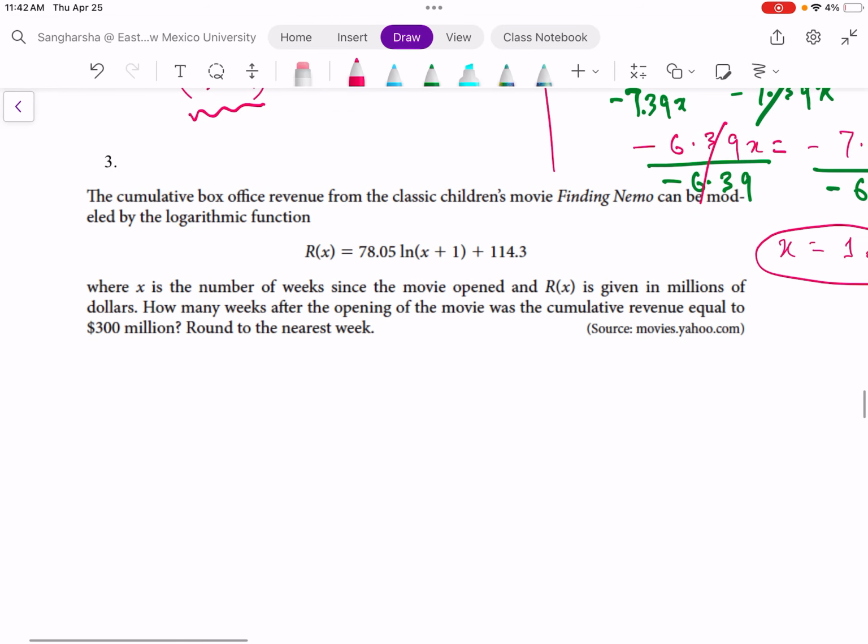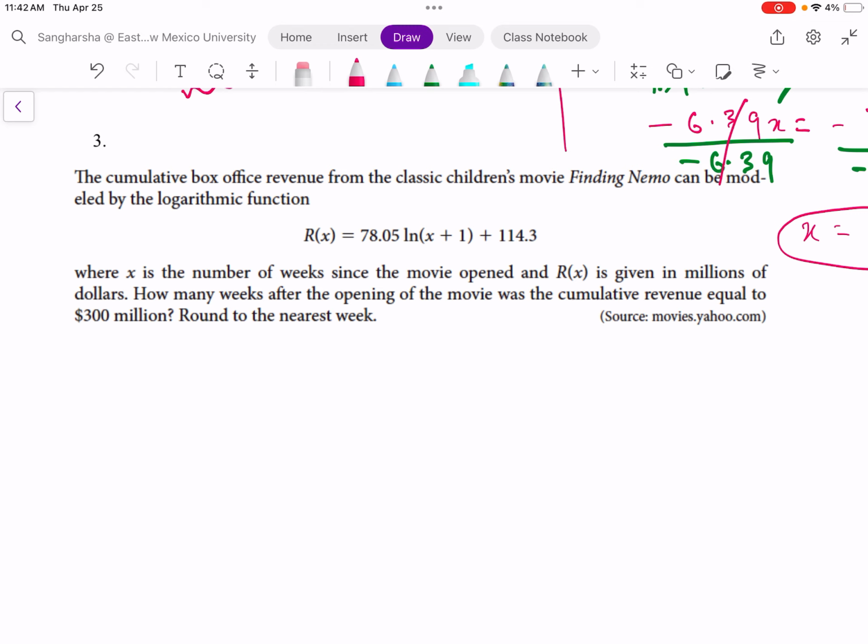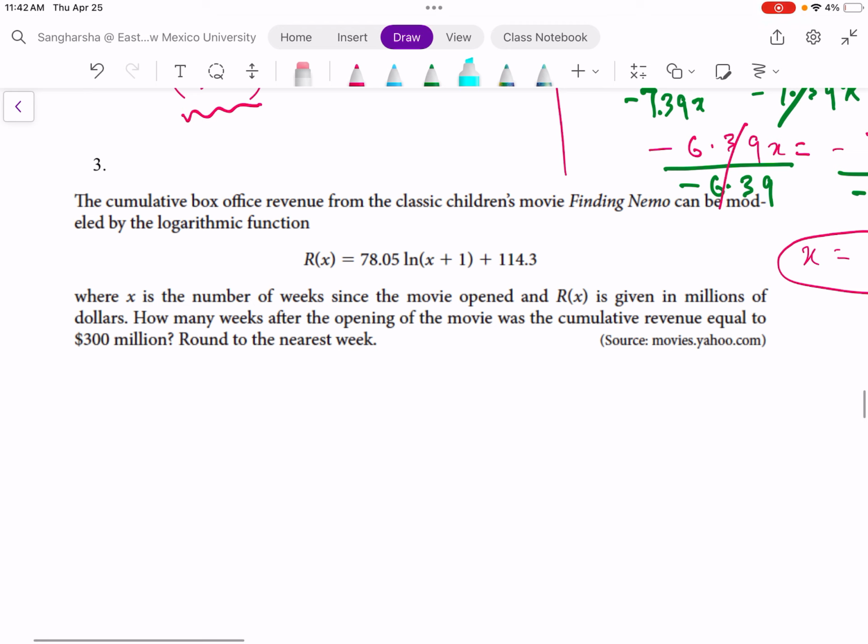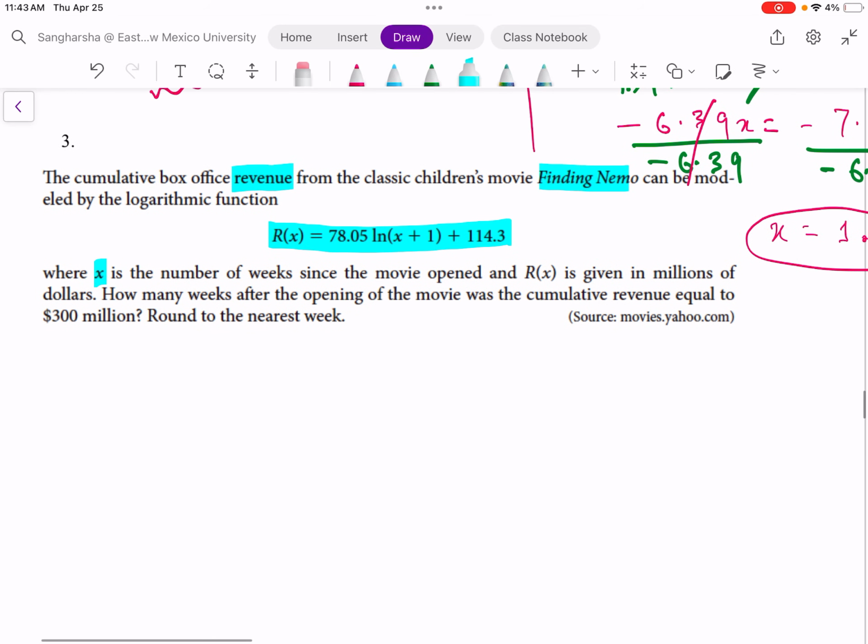Okay, the cumulative box office revenue from the classic children's movie Finding Nemo can be modeled by this log function. So we have this log function, and it helps us to find the revenue from this movie. Where x is the number of weeks since the movie opened. Our x represents the number of weeks since the movie opened, and r of x is the revenue in millions of dollars.